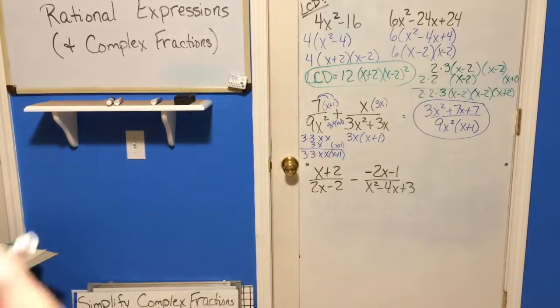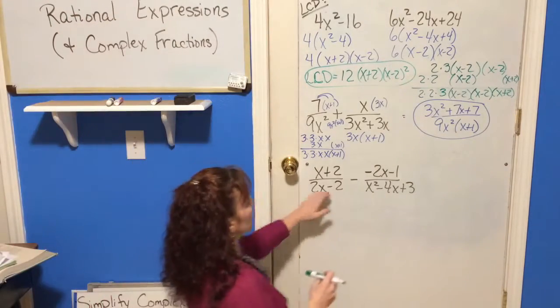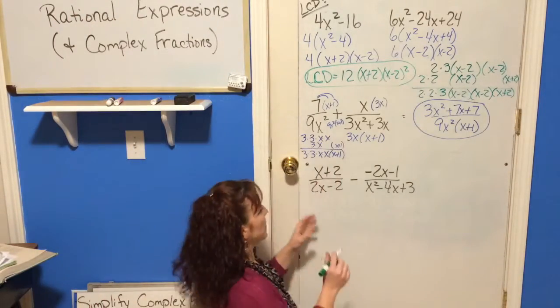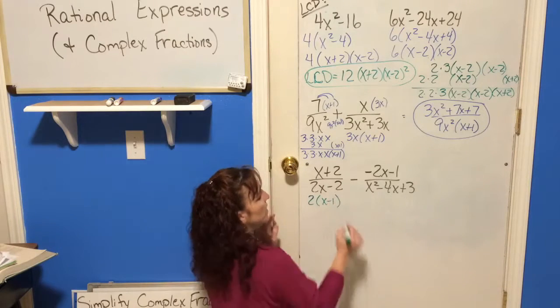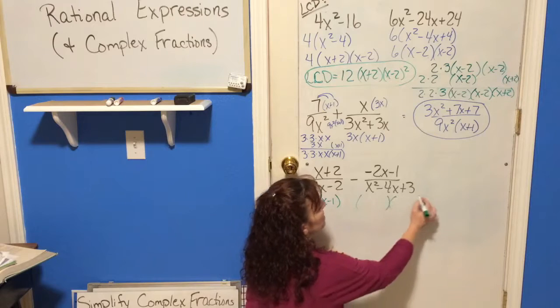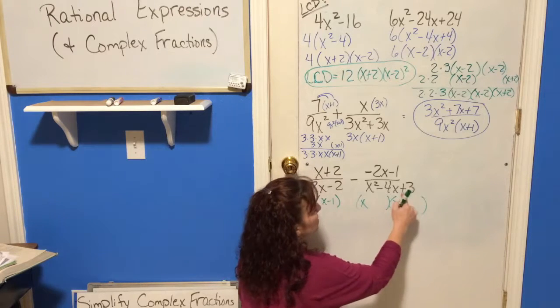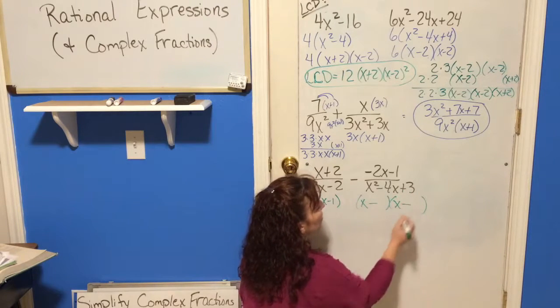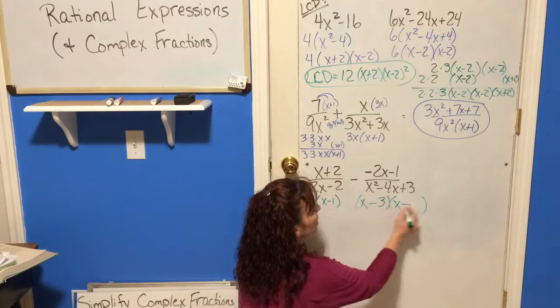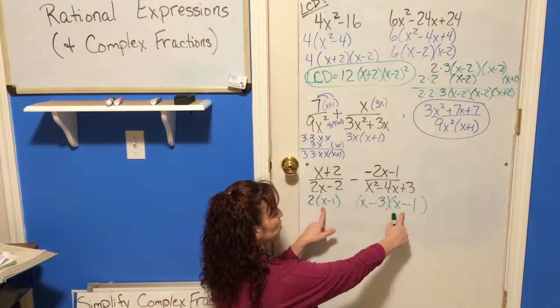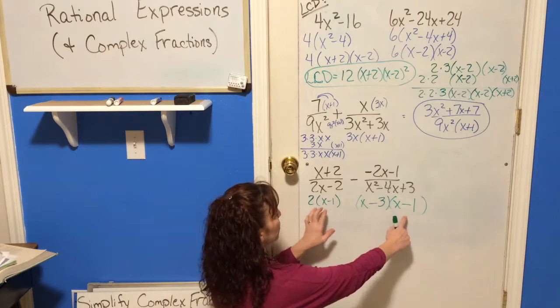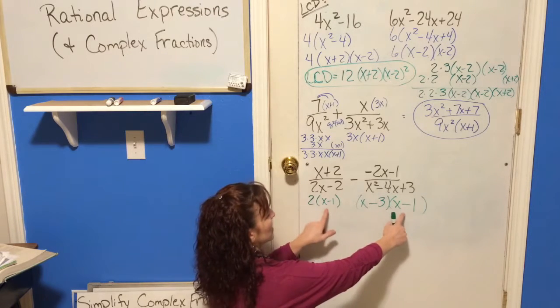Okay, so now for this one, if you think you know what you're doing, go ahead. So we've got 2x minus 2. Let's pull out a 2. We've got x minus 1 here. Let's factor this. X and x, same signs. They're going to be negative. 3 and 1 is 4. And so now we've got x minus 1 the same. So this has an x minus 1.